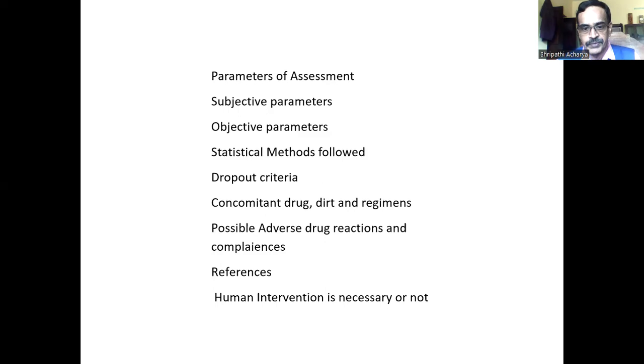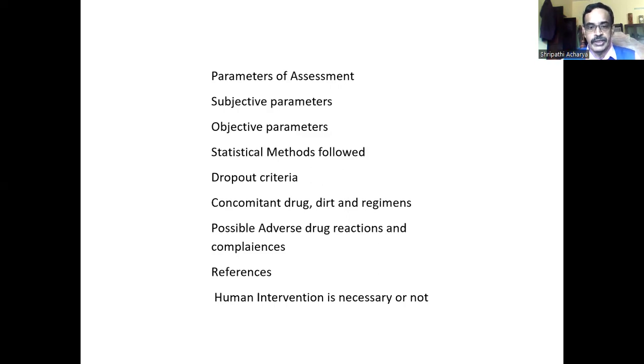Statistical method: which type of statistical method is followed for evaluation. For example, within the group, the paired t-test, and between the groups, the unpaired t-test. Or in some cases, within the group, the Wilcoxon signed rank test, and between the groups, the Mann-Whitney test. It depends upon the type of data.